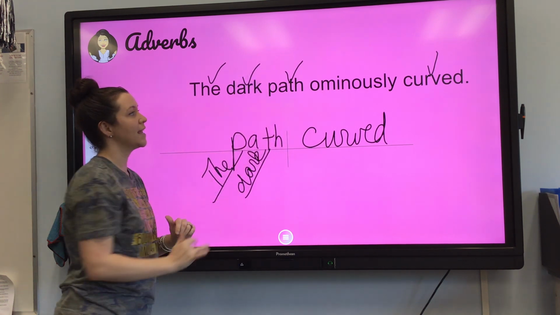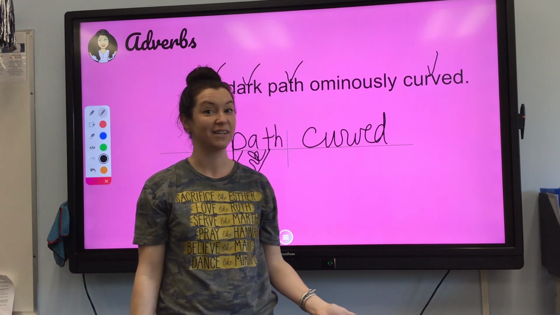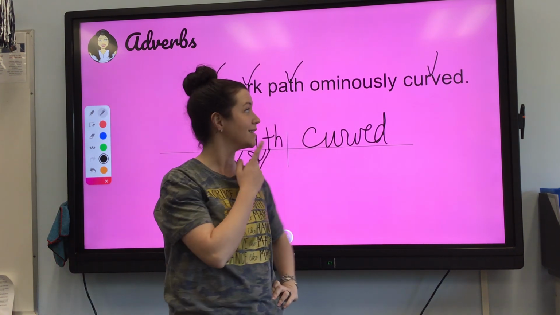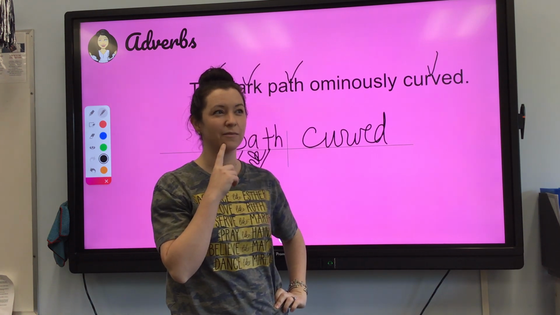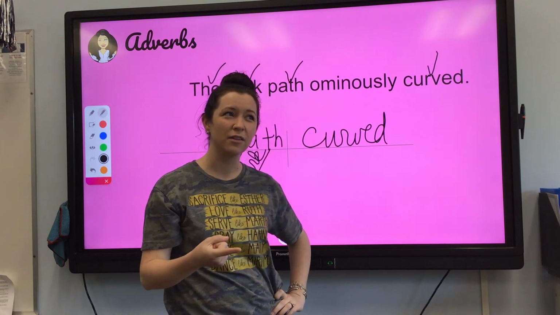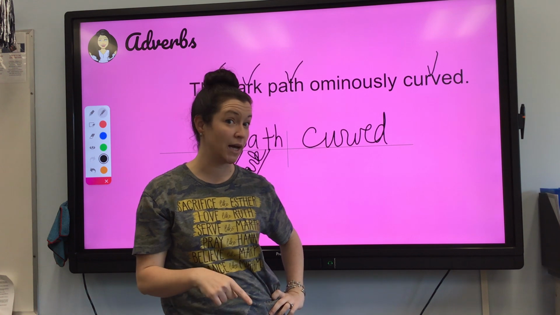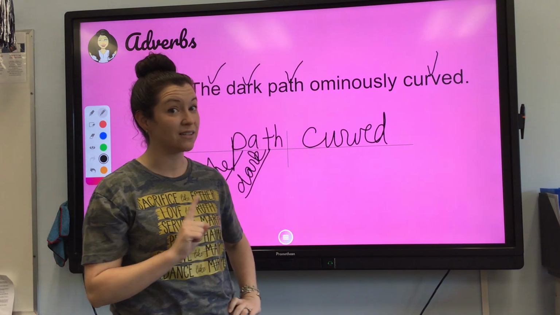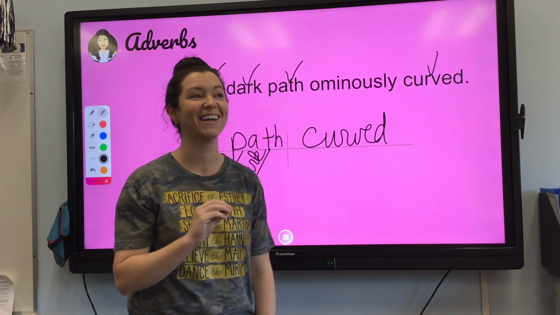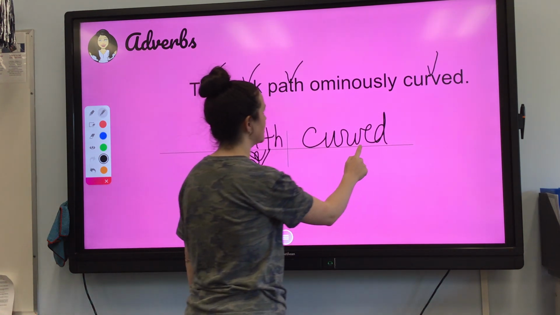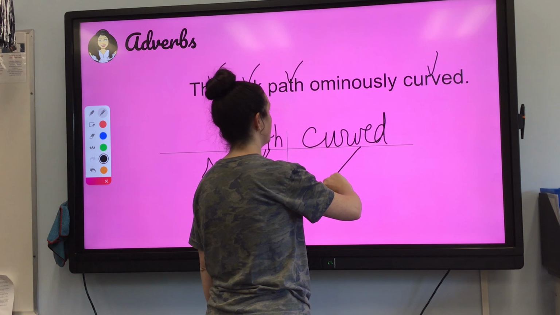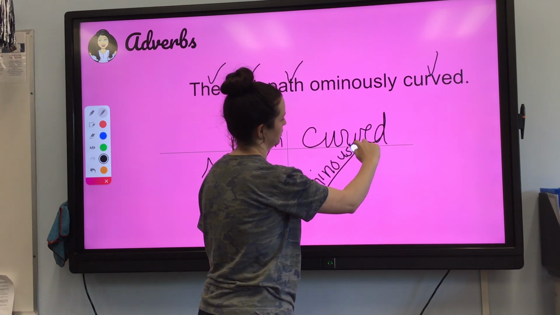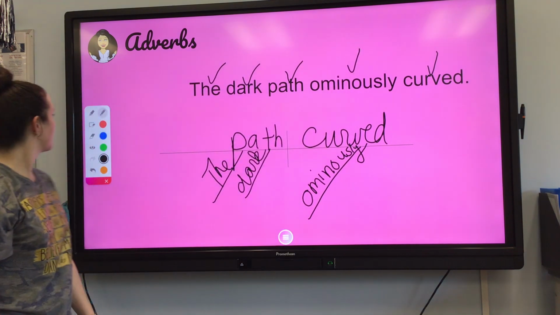Okay. Now the only word we have left is ominously. Notice it ends in ly. What word is ominously describing? It's not the ominously path. It could be an ominous path, then the word would be an adjective. But it's not ominous. It's ominously, and it's describing how it curved. So ominously will go underneath curved. It's a hard word to spell. There we go.